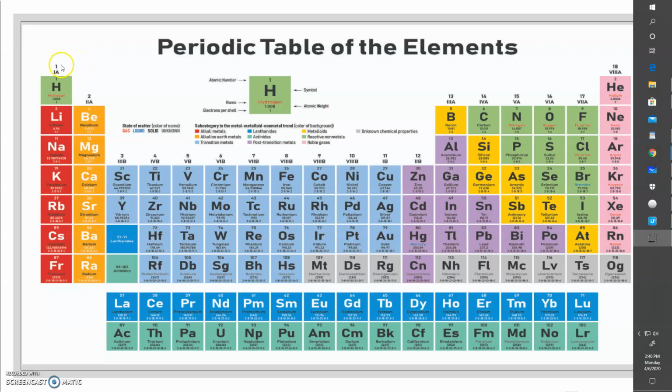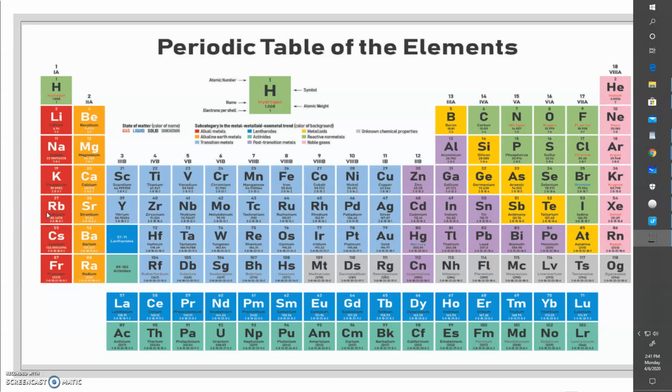Last time we talked about atomic radius and how it decreases going this way towards the noble gases, because you have the electrons and the protons, more of them in the same space, so they attract and pull together a little bit more. Then it increases going down because you add a layer. I think that's as far as we got.